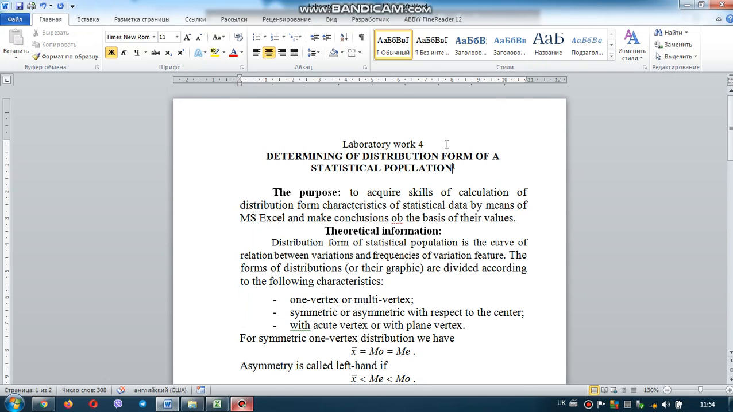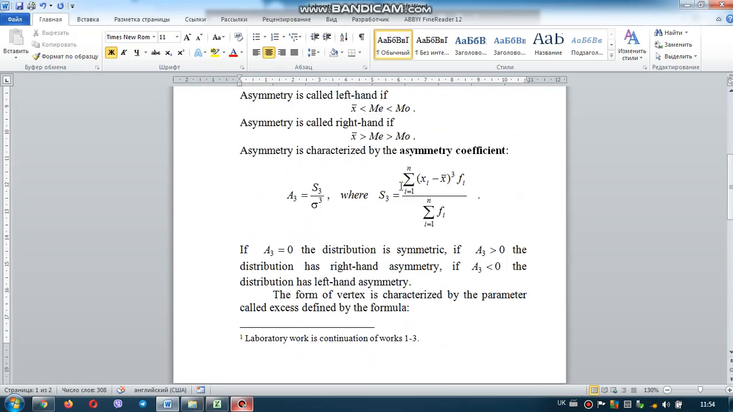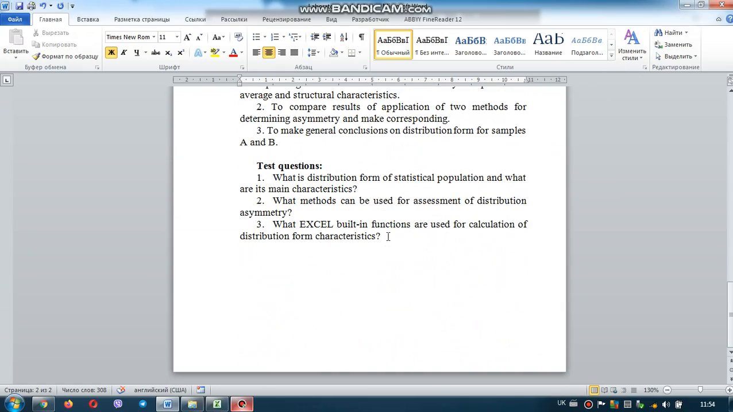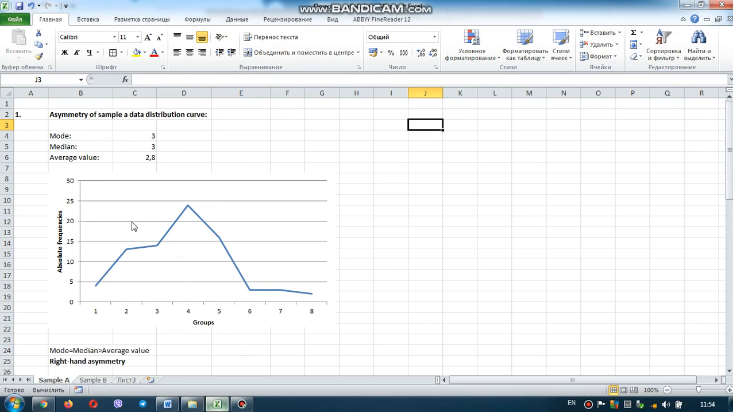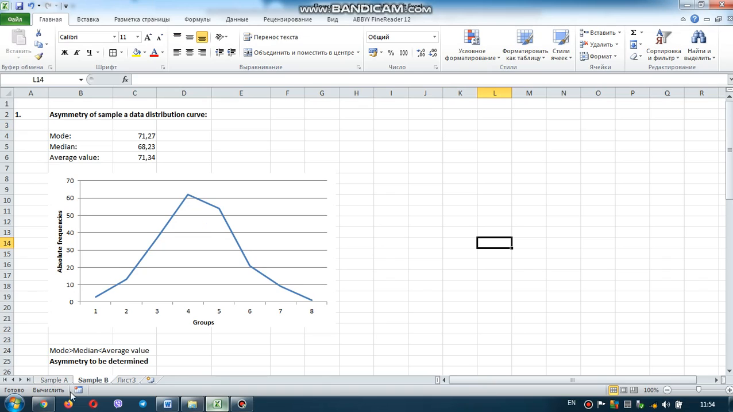Laboratory work number 4. Determining the distribution form of a statistical population. You can learn all the theoretical information in the protocol of your laboratory work. So let's begin. We have to determine these indices for sample A and sample B.